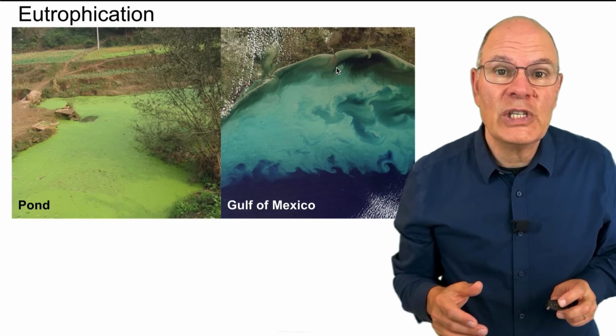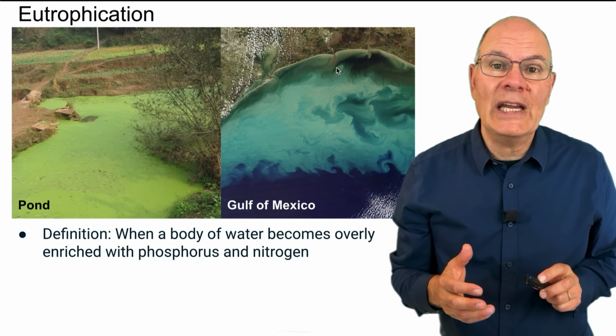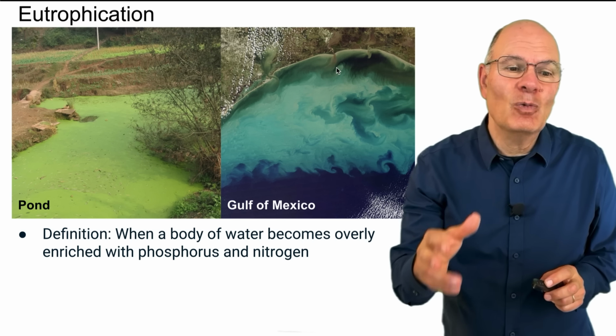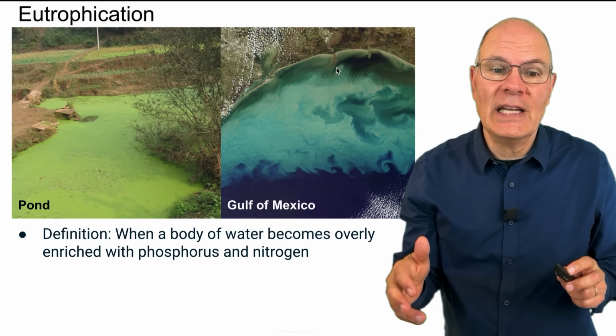One such ecosystem disruption is called eutrophication, and it's when a body of water becomes overly enriched with phosphorus and nitrogen.